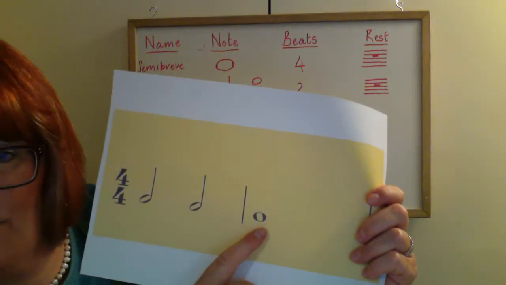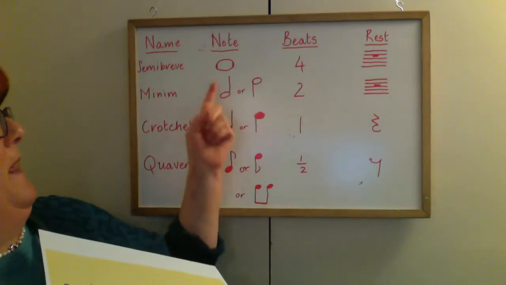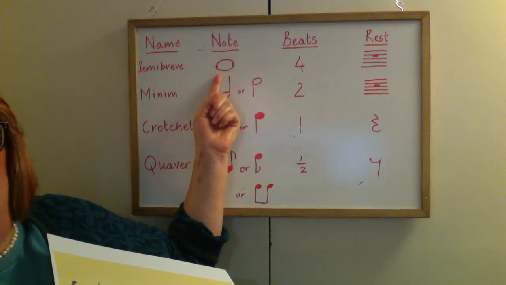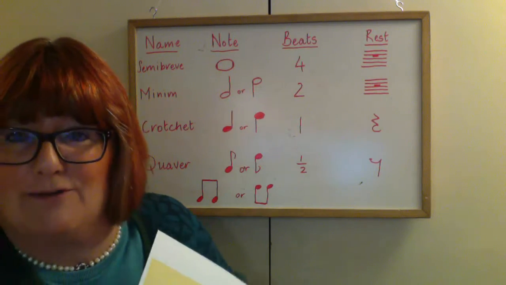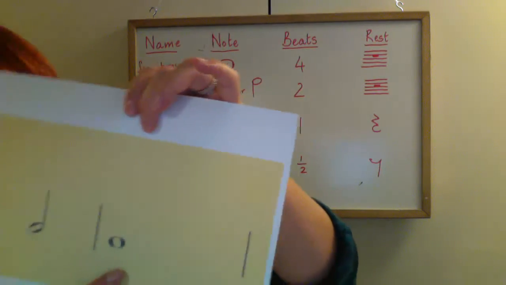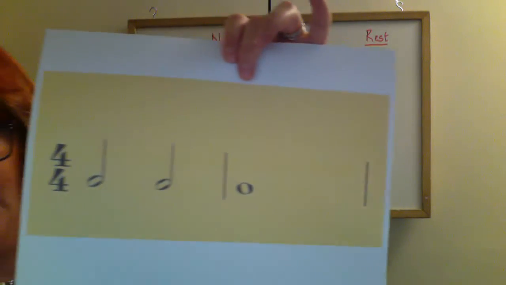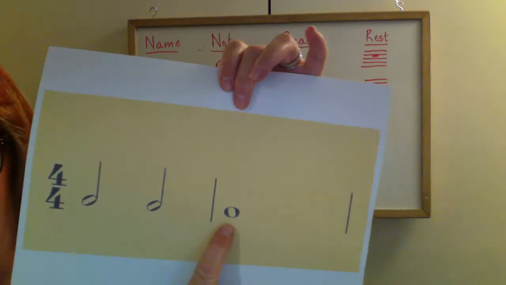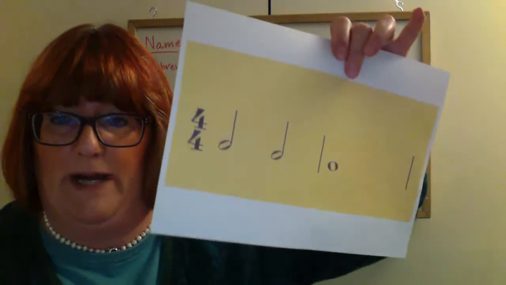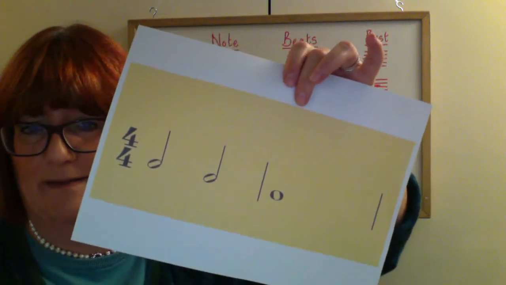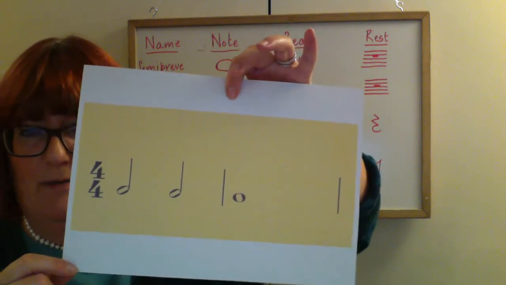Then what's this note over here? It's a semi-breve. And how many beats does it have? It has 4 beats. Well done. So this bar is completely full up because it's got 4 beats in it. So I'm going to just hold this up now and we are going to sing this pattern. There we are.